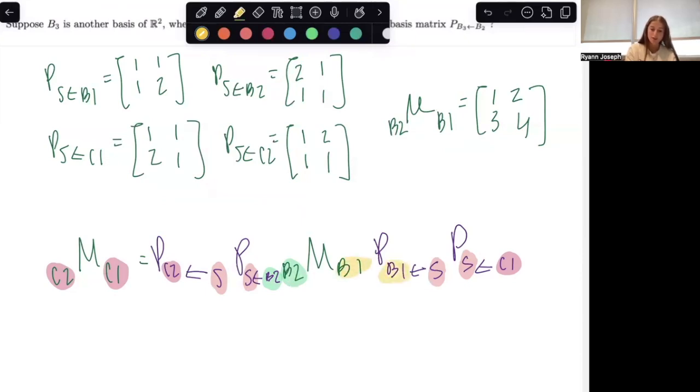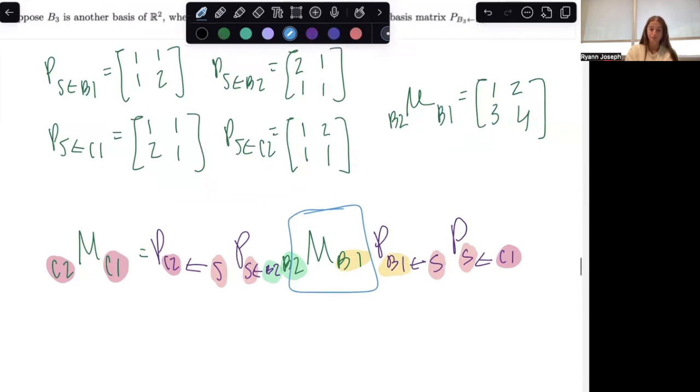So this is my linear transformation, my M. I need something on the right-hand side to be with respect to B1, and then I need something on the left-hand side to be with respect to B2 because it's input to the output. So that's why I'm putting this in this particular order.